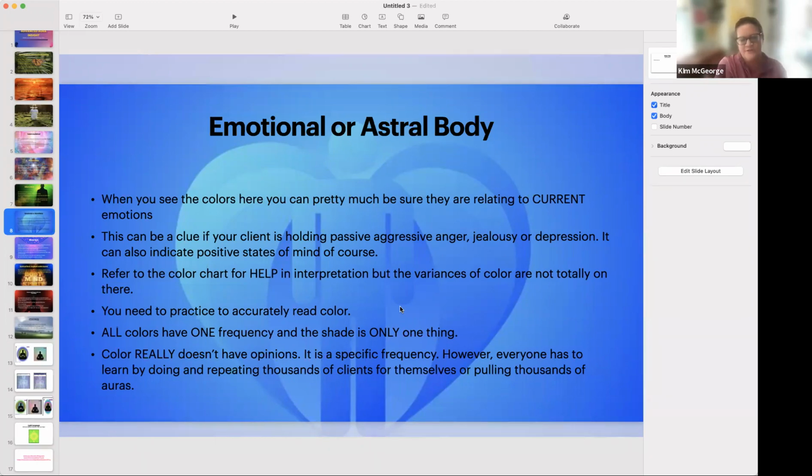Again, the more auras you run, it doesn't matter if it's on your plants or your pets, it doesn't have to be on you or yourself, but the more you get into it, you guys are going to start recognizing patterns on your own. However, I'm going to say one thing that kind of goes against what I just said.